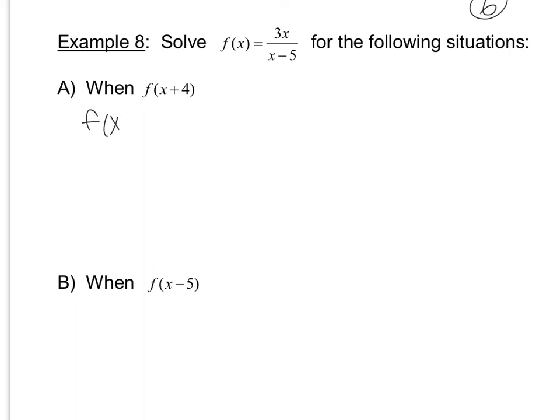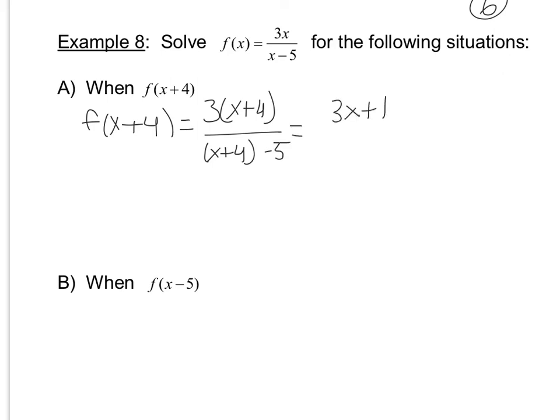So we get f of x plus 4 equals 3 times the quantity x plus 4 over the quantity x plus 4 minus 5. Distribute it out, you get 3x plus 12 over, well, 4 minus the 5. So x minus 1.